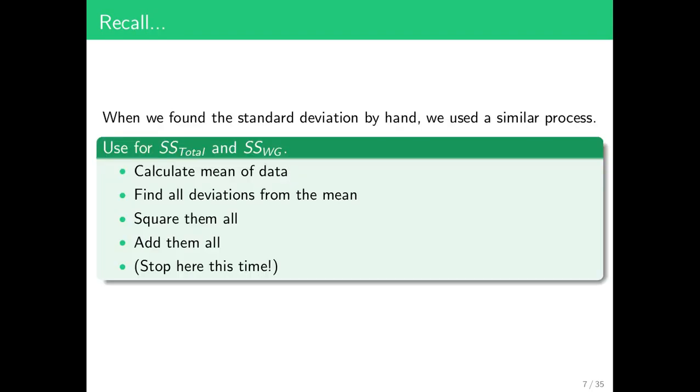Okay, please recall that when we were finding the standard deviation by hand, we used a similar process to what is listed below. We're going to calculate a mean, find deviations from the mean, square them, add them up, but luckily we don't have to continue. We don't have to divide by anything and take a square root. So we're not going to do that. But we're going to use the first half of that process. And we're going to use that process to calculate what's called the sum of squared total and the sum of squared within group, which are abbreviated as SS total and SSWG.